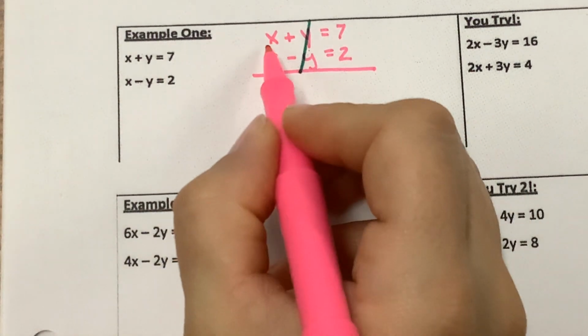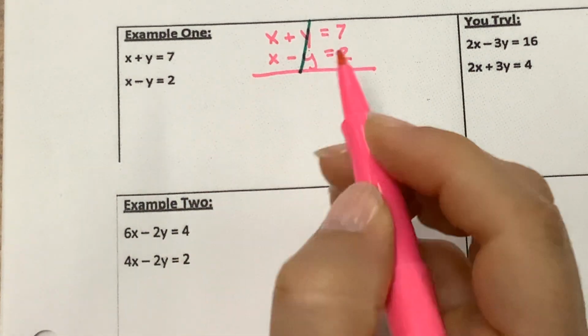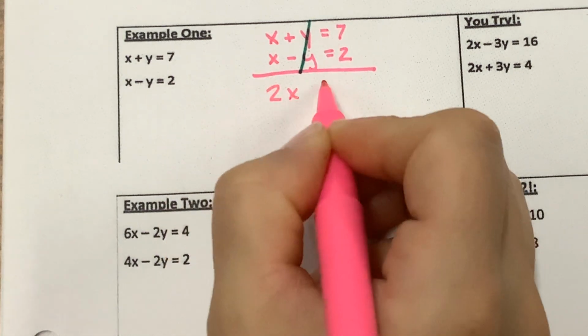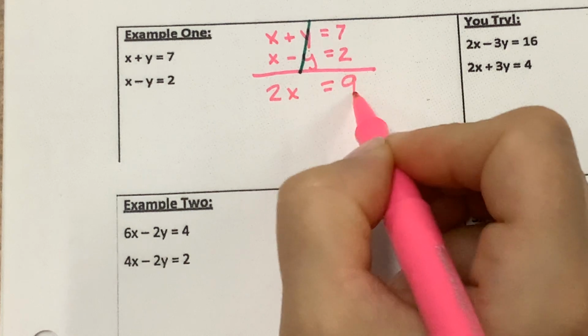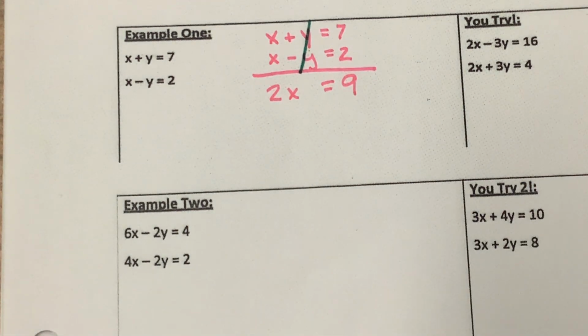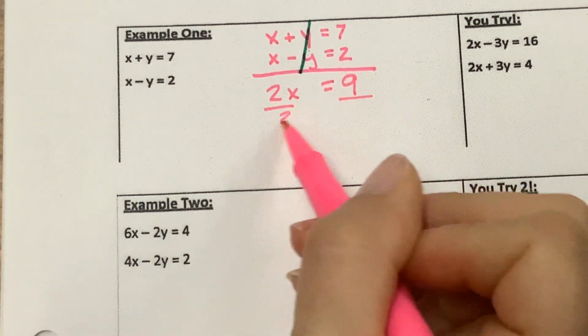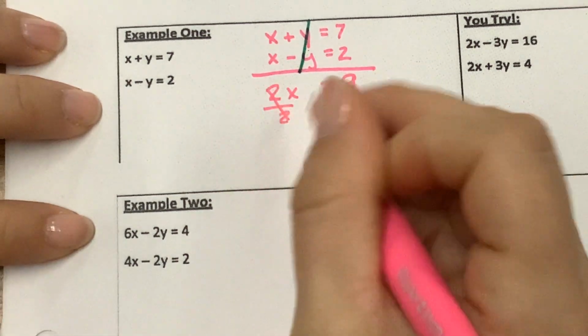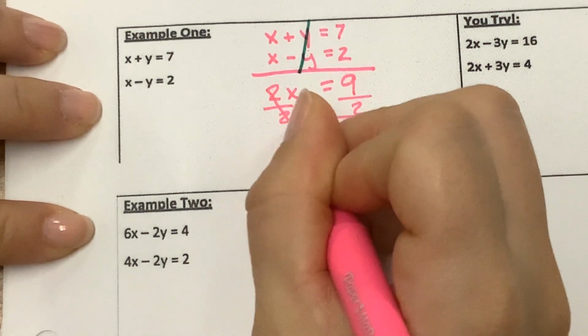What is, now this is understood 1, right? So what is 1x plus 1x? 2x equals, and what's 7 plus 2? 9. So now we have 2x equals 9. That's a pretty simple equation, right? What do we do to solve? Divide by 2. And x equals 4.5.